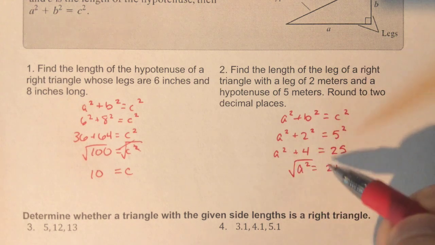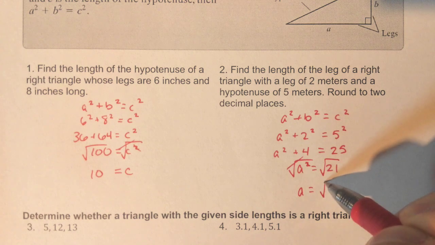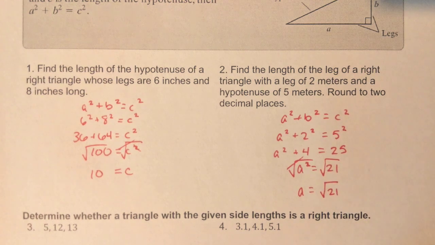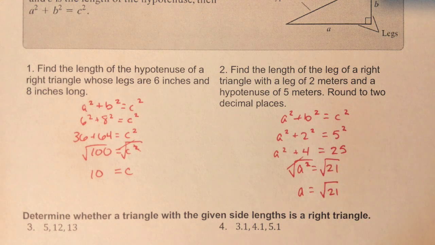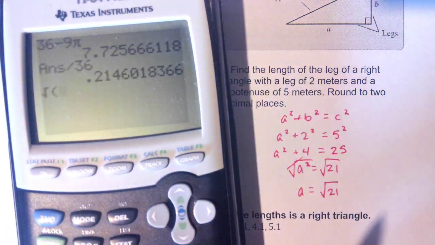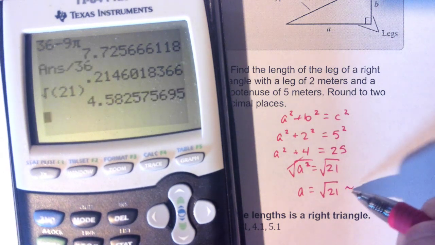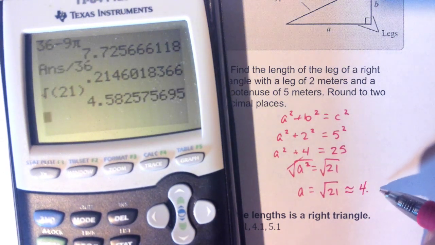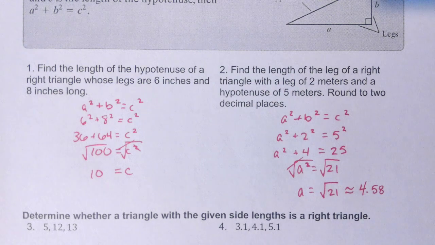To get rid of that square, we square root both sides of the equation. It looks like a comes out to be the square root of 21, which doesn't simplify further. So if they ask you for it in radical form, that would be it. But they do ask us to round this to two decimal places, so all we have to do now is just type that into our calculator really quick and round it to two decimal places. Looks like it's approximately 4.58. So there's some Pythagorean theorem problems.